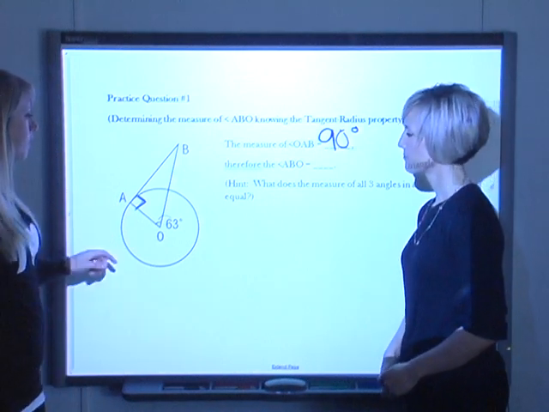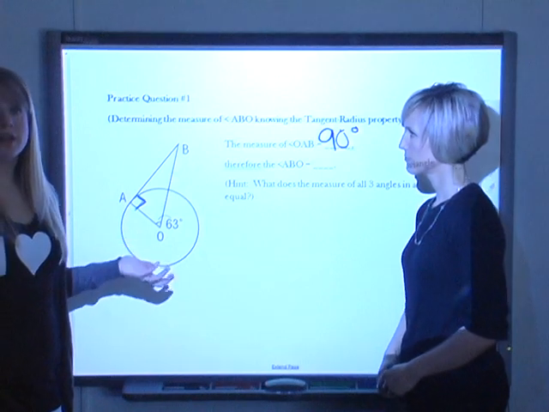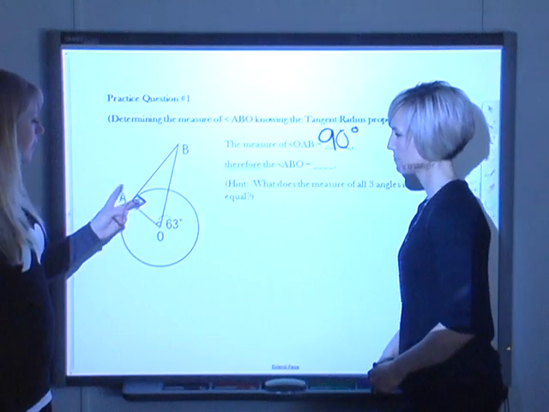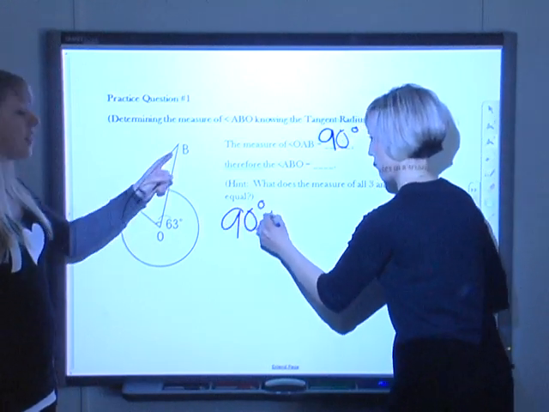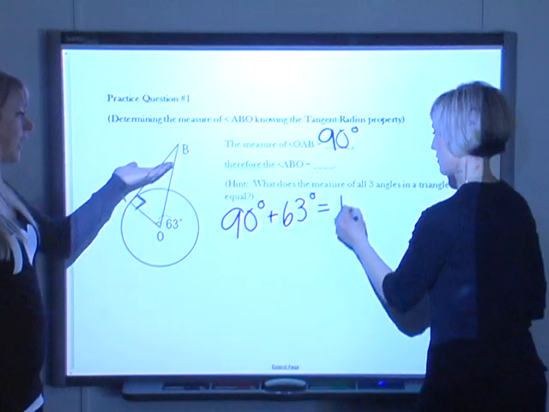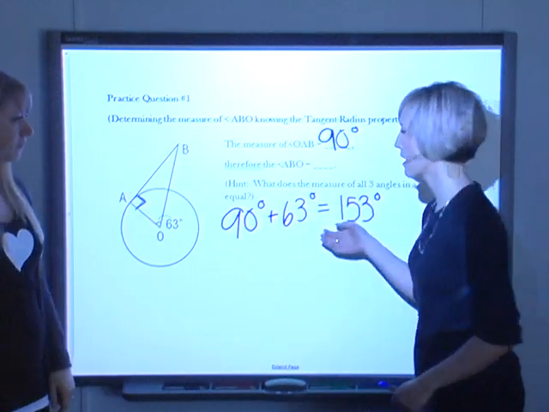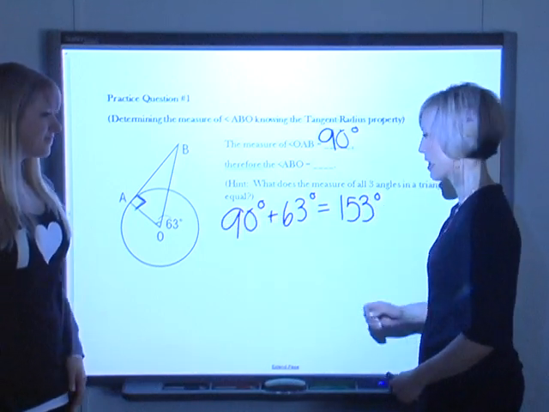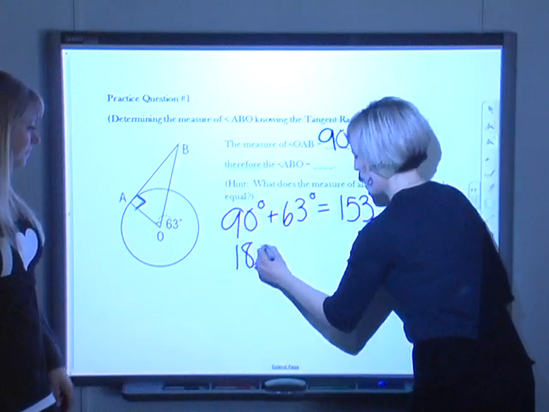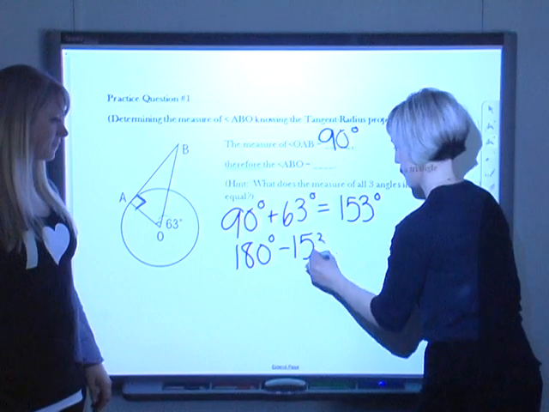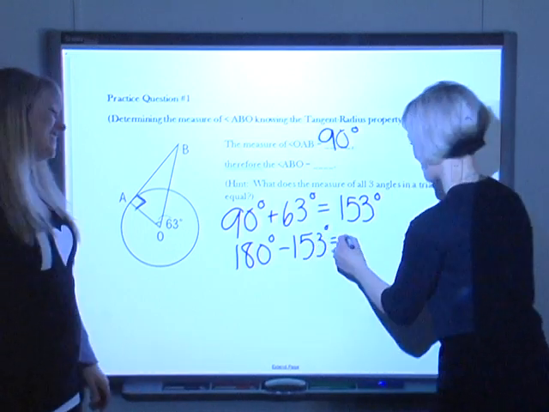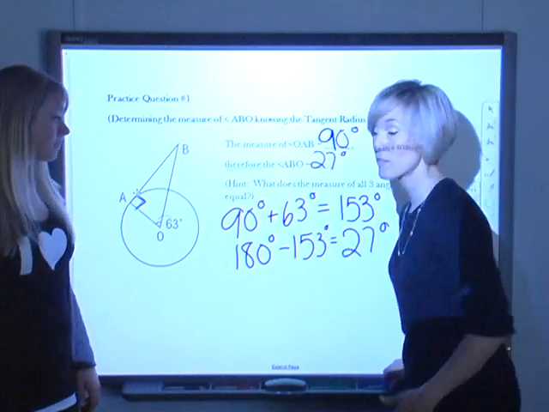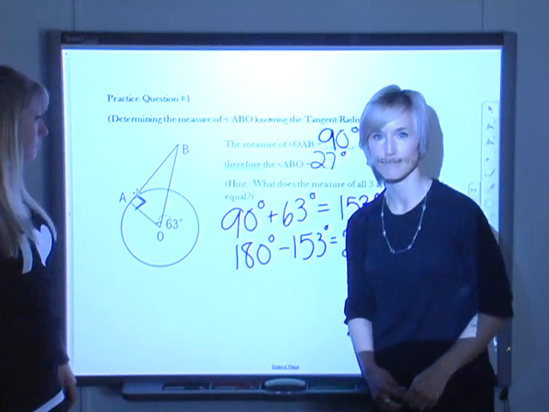Well, remember from video 1, we talked about the properties of triangles. We know that the sum of all three angles in a triangle equals 180. So if we have two of the three already, we can just add these two together and then subtract them from 180, and that will give us our third angle, angle B. The two given angles, the 90 degrees using the tangent radius property plus 63 that was given to us, that's 153. If we subtract those from 180 degrees, we're left with 27 degrees. Therefore, angle ABO is 27 degrees. So we've used the tangent radius property to solve for an unknown angle.